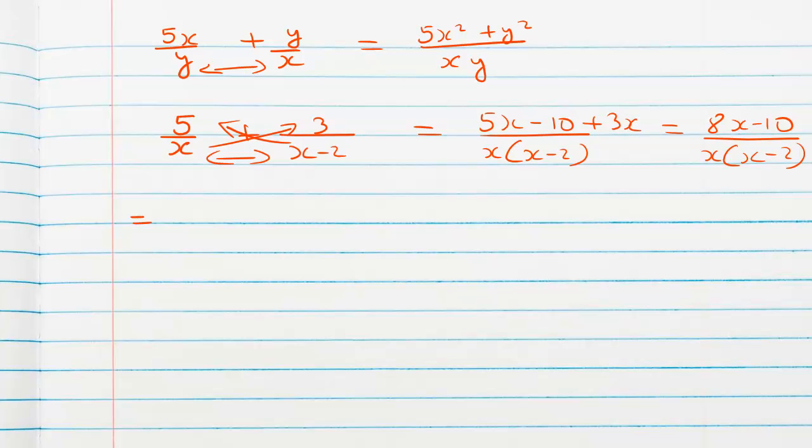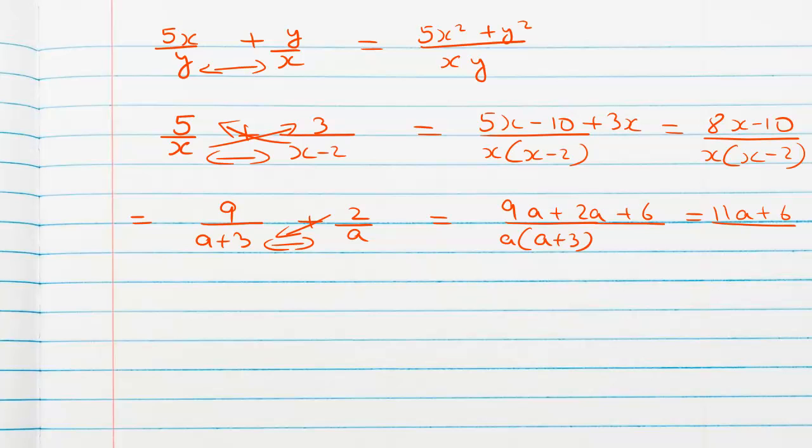Let's do one last problem. We have 9 over a plus 3 plus 2 over a. Okay, and now we will multiply these two. We have a times a plus 3, and this one will be 9a plus, we will multiply these two together. 2 times a is 2a, 2 times 3 is 6. So we get 9a plus 2a, that is 11a plus 6 over a times a plus 3.